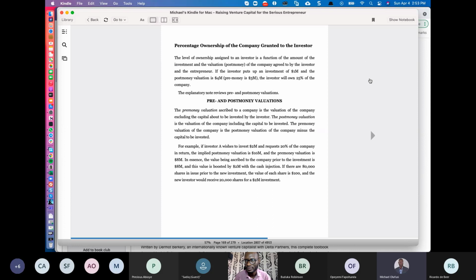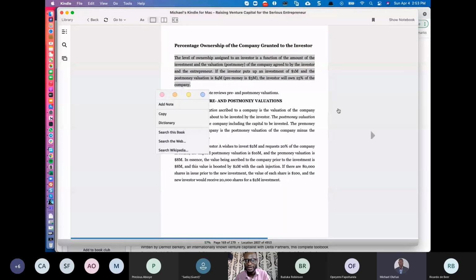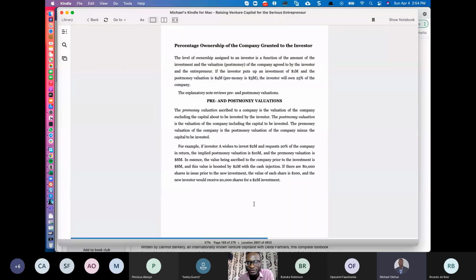All right, I'll read it for us. Percentage ownership of a company granted to the investor. Now, the level of ownership assigned to an investor is a function of the amount of investment and the post-money valuation of the company agreed to by the investor and the entrepreneur.